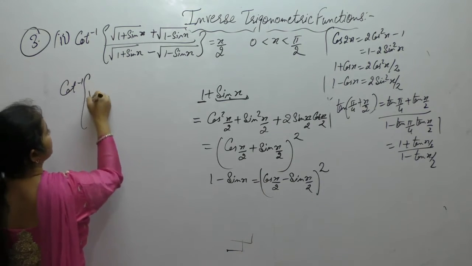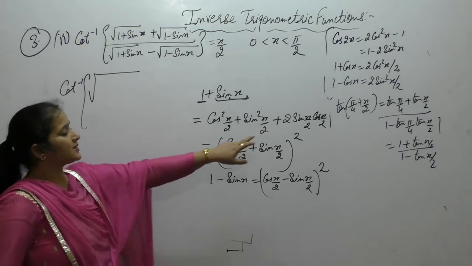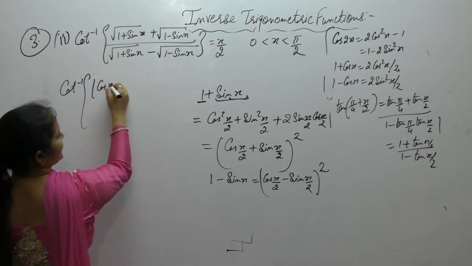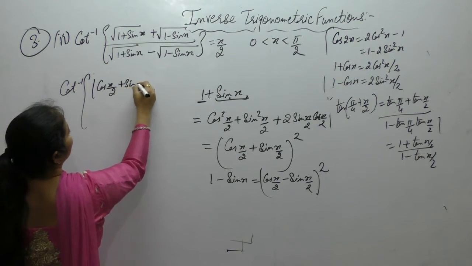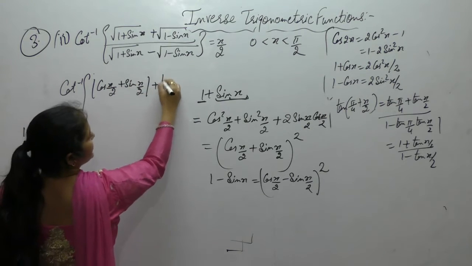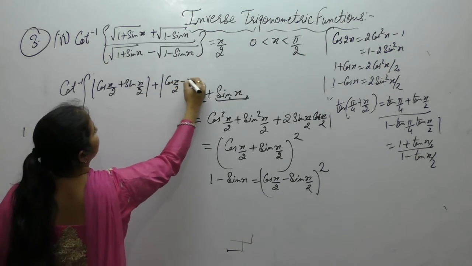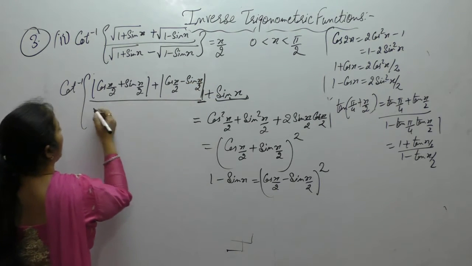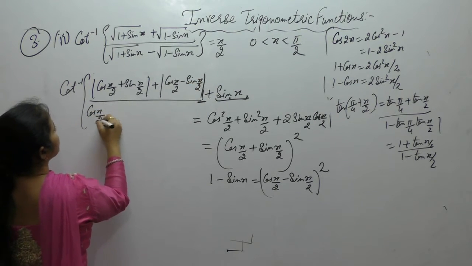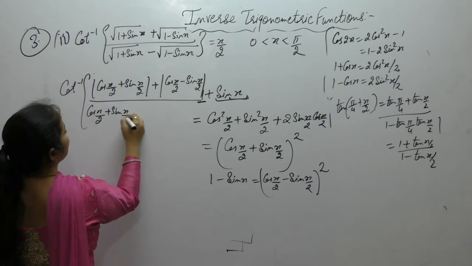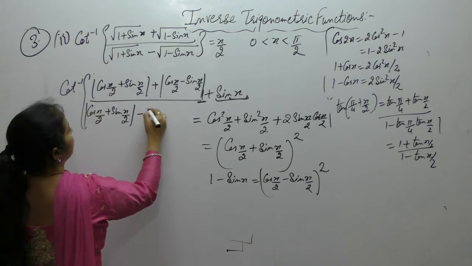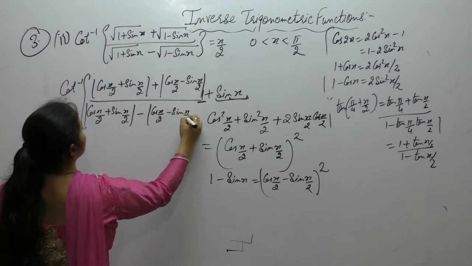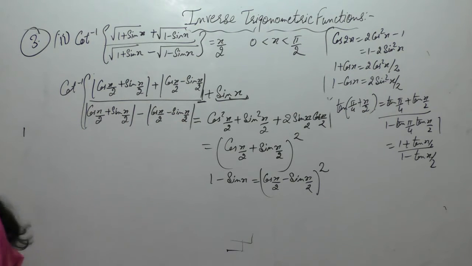Now put these values here. Cot inverse, the square root and the square will get cancelled, so we get it as cos x by 2 plus sin x by 2 plus cos of x by 2 minus sin of x by 2 upon cos of x by 2 plus sin x by 2 minus cos of x by 2 minus sin x by 2.